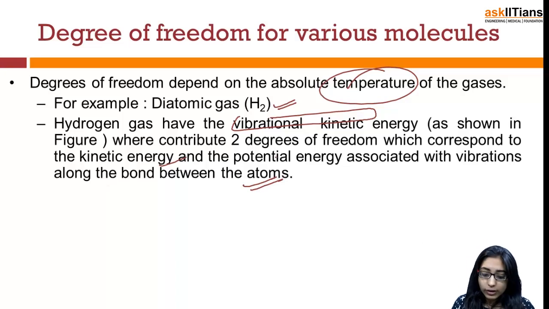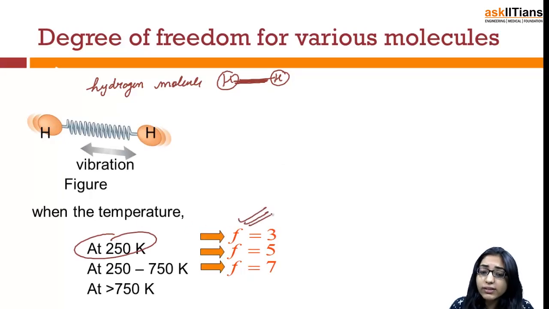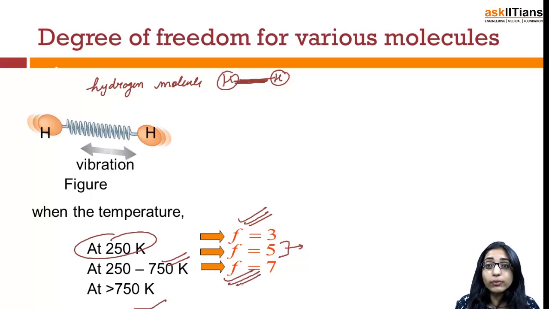Now, looking into the picture, it is very clear that at temperatures up to nearly 250 Kelvin, the degrees of freedom is going to be 3. At 250 to 750 Kelvin, the total number of degrees of freedom is 5. Whereas if I am talking about more than 750 Kelvin, the number of degrees of freedom is 7. This proves the fact that the number of degrees of freedom for any particular molecule is completely dependent upon the temperature.